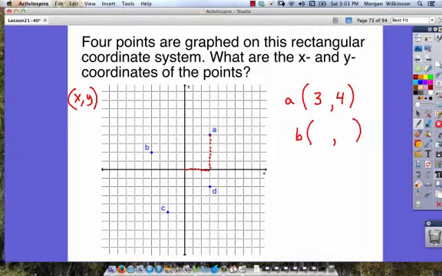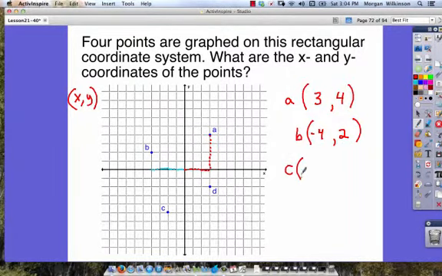For problem B, well, we're going to go over, and we're going backwards this time, so it must be a negative number. And we've gone backwards 1, 2, 3, 4. So B is going to be negative 4 for our x. And we go up 2 to get to this point. So it's going to be (-4, 2).